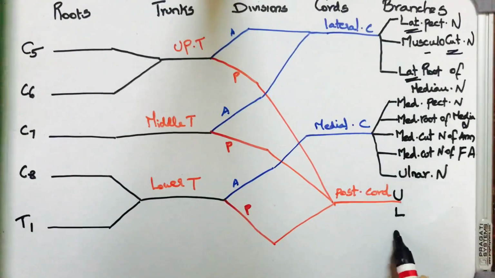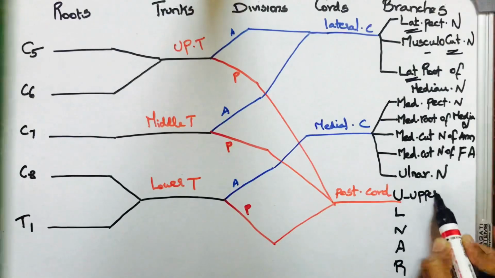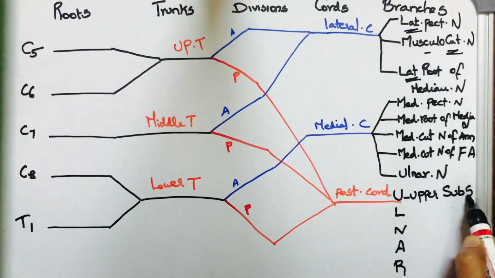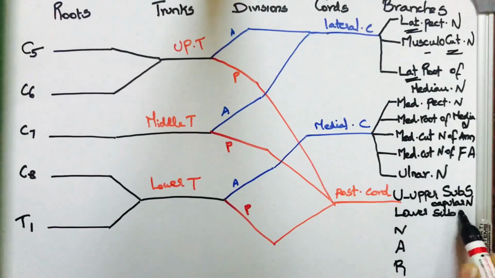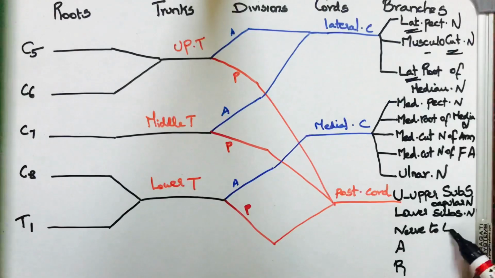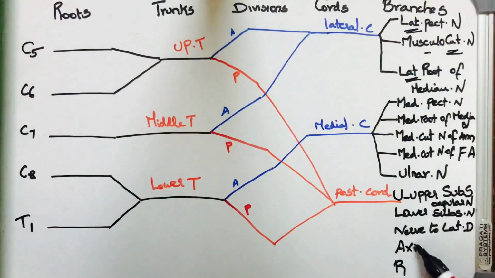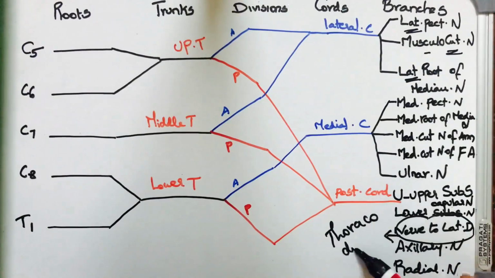For the posterior cord, the mnemonic is ULNAR: U-L-N-A-R. U stands for upper subscapular nerve, L stands for lower subscapular nerve, N is nerve to latissimus dorsi, A stands for axillary nerve, and R stands for radial nerve. This nerve to latissimus dorsi is otherwise called thoracodorsal nerve.